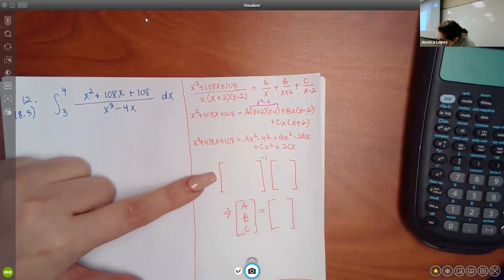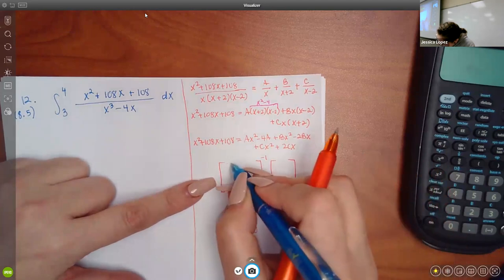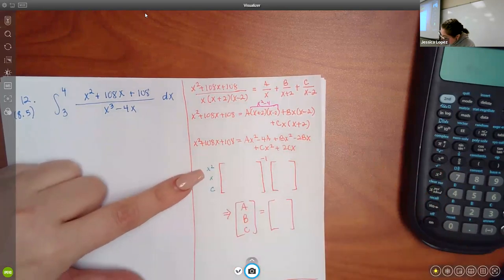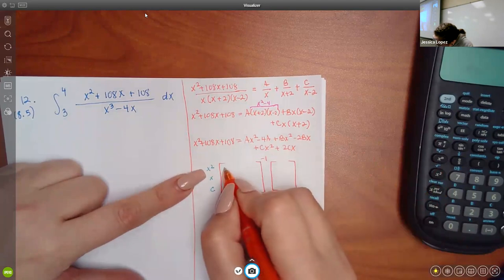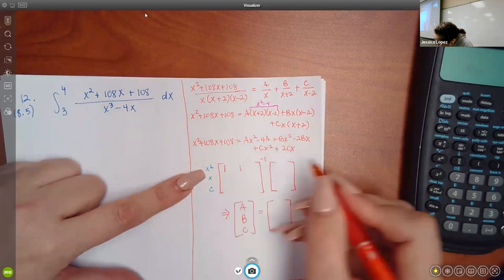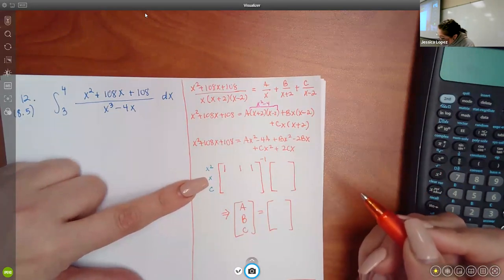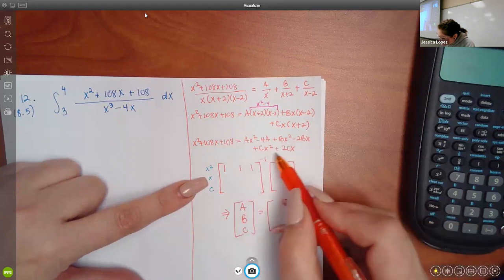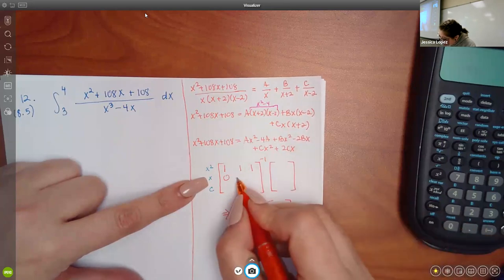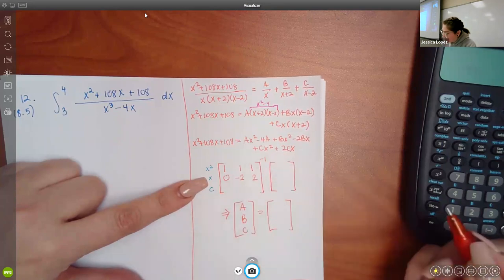So for here, I'm going to do my ABC coefficients, but we're going to do for x squared first, then for x, then for a constant. So for x squared, I have 1a, for b I have 1b, and for c I have a positive 1c, right, for the x squared terms. For the x terms, I don't have any ax, so I'm going to put 0. I do have a negative 2bx, so I'm going to type in negative 2. And I have a positive 2cx, so I'm going to type in positive 2.